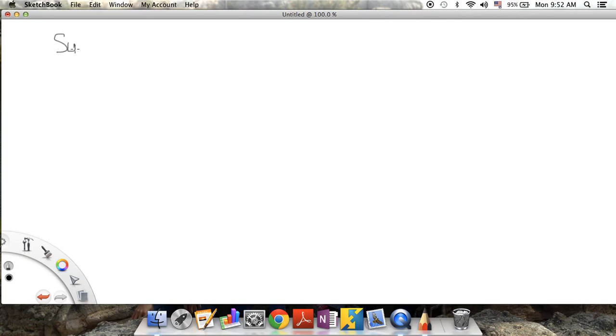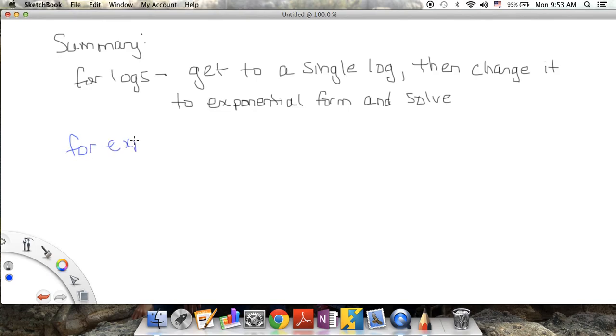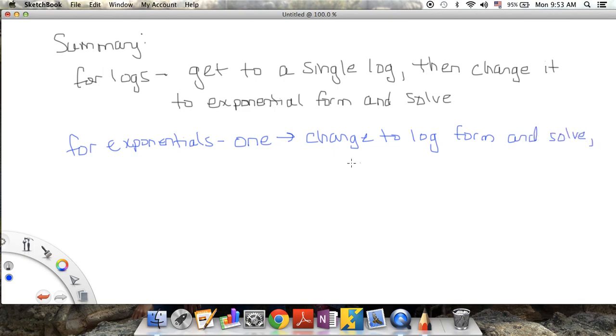So, in summary, for logs, you want to try to get it to a single log. Then change it to exponential. And solve it. For exponentials, if there's only one of them, then you can change it to log form and solve it. But if there's more, you can take the log of both sides and solve.